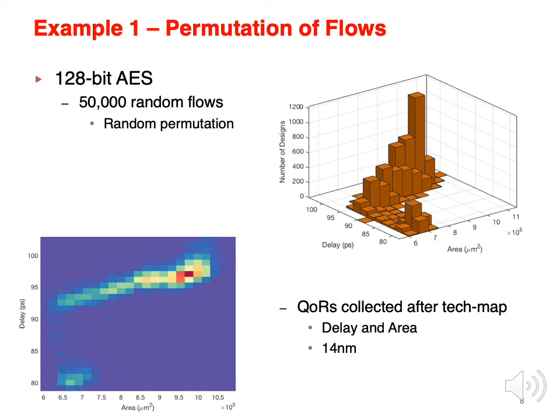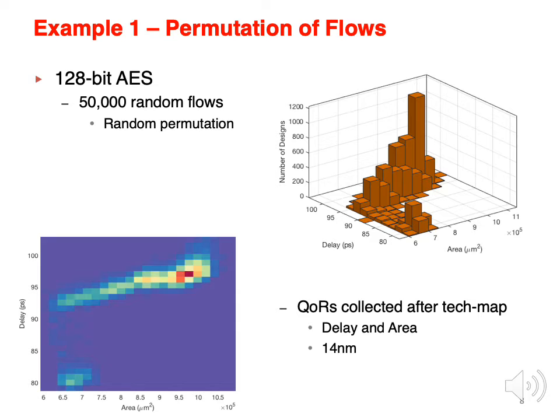Now we understand how the flows are developed, and we also understand what the space looks like. We would like to give you some idea about how crucial the exploration process can be. We generate 50K random flows with random permutation, and then we apply all of those to a 128-bit AES design. First of all, we can see that different design flows have very different QoR performance. In this case, we have observed about 20% difference in terms of delay and 40% difference in terms of area.